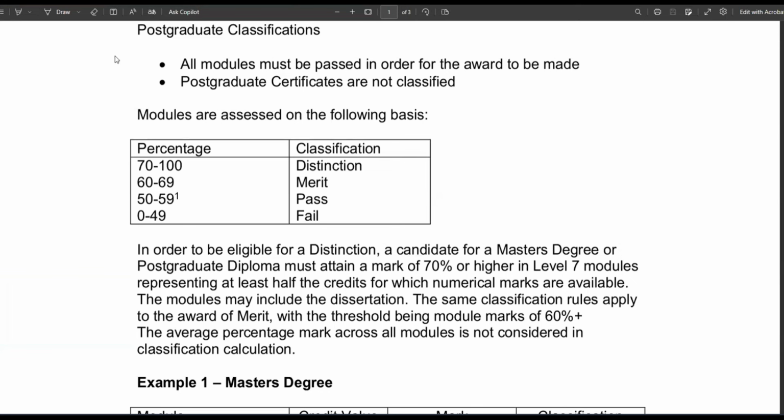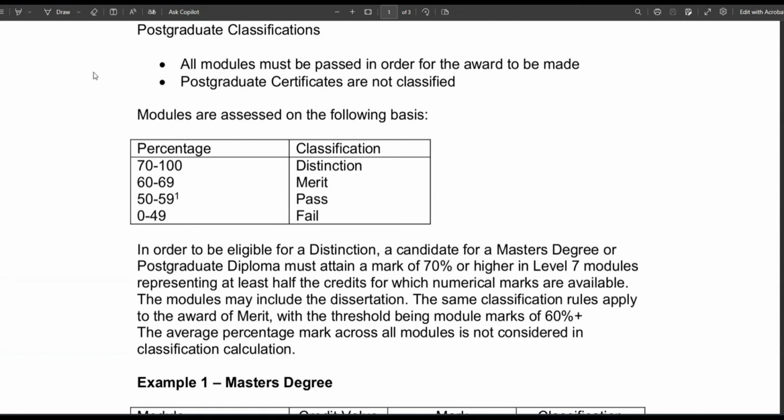So I'll be explaining how to calculate your grade points as a postgraduate student in the UK. It's a bit different from the way it is in your home country, regardless of wherever you are from. Right. So I'll be sharing my screen.